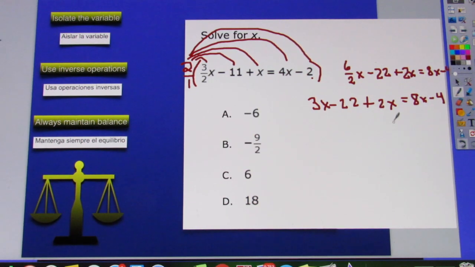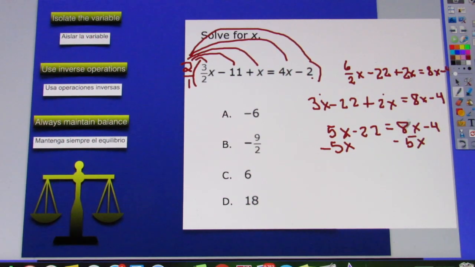Now this is a pretty simple thing if we understand our like terms. 3x and 2x gives me 5x on this left side of the equation. So I've got 5x minus 22 equals 8x minus 4. And as I always say, if I have the variable on both sides of the equal sign, I want to find the smaller one, which would be 5x, not 8x. So I'm going to subtract 5x.